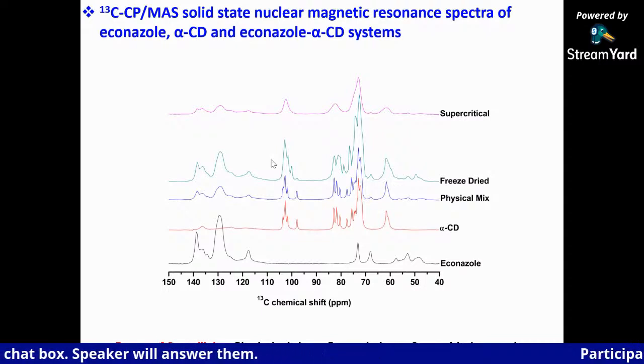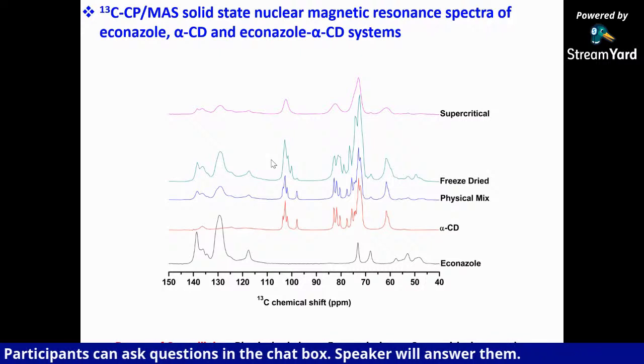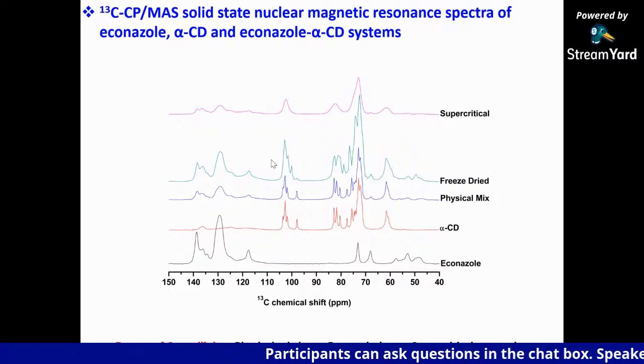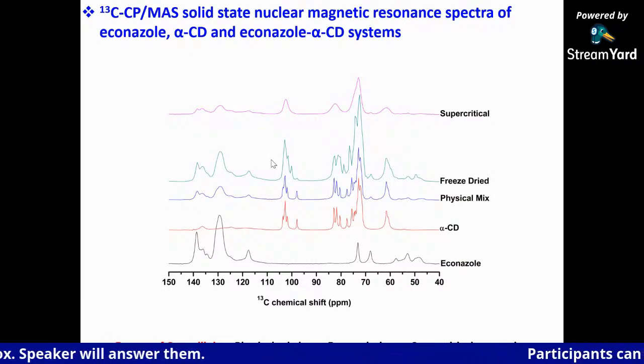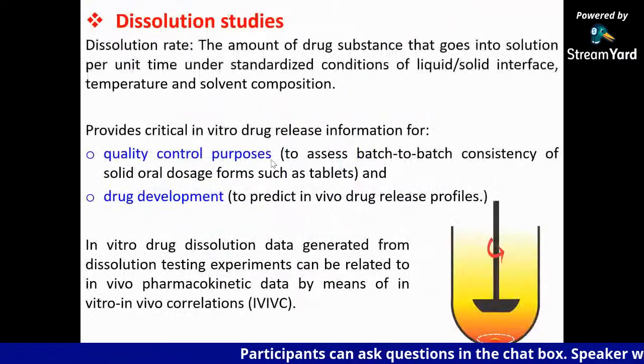As we can see from this nuclear magnetic resonance spectrum of econazole and of the cyclodextrin systems, we could elucidate the degree of crystallinity: the physical mixtures were highly crystalline when compared to the freeze-dried and supercritical processed products. And as we can see from the images, the intensity of the sharp peaks started getting diminished with the change from physical mixture to the freeze-dried complex to the supercritical dried complex.